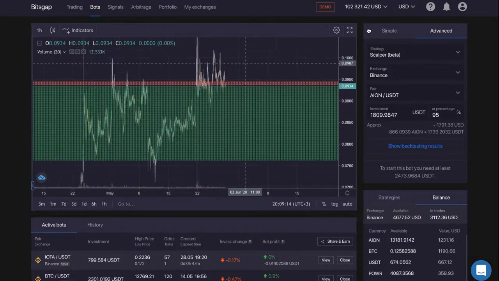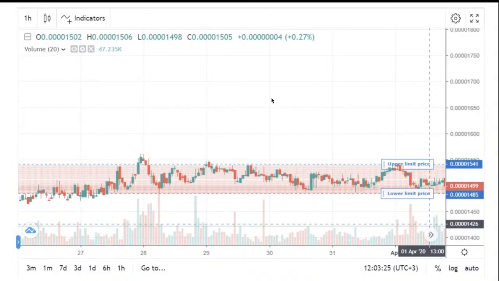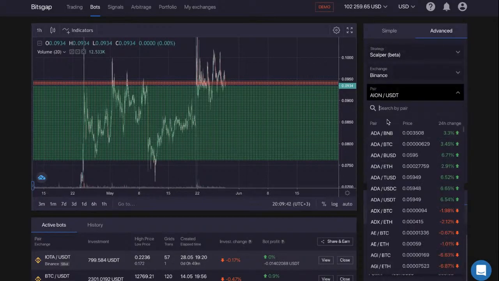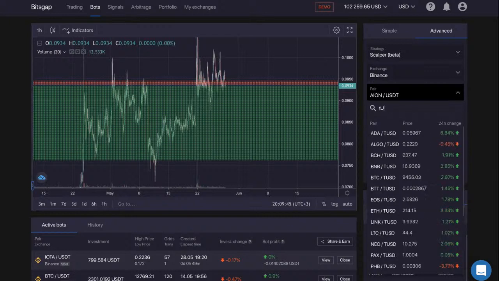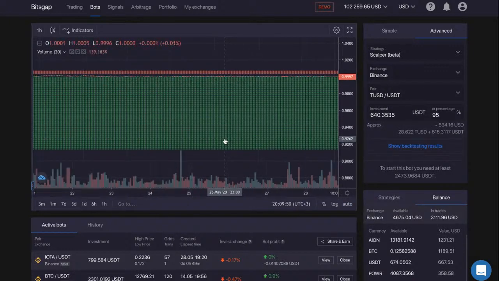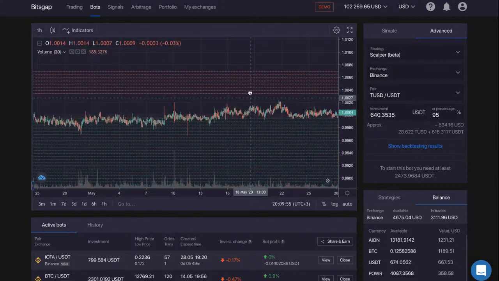And soon, probably within the next 2 weeks, you will be able to adjust the trading range for the scalper, and most importantly, you will be able to apply stable strategies. So what does that mean? Well, stable strategy stands for trading on stablecoin pairs like GUSD to USDT. So you know that the idea of stable coins is to trade at $1.